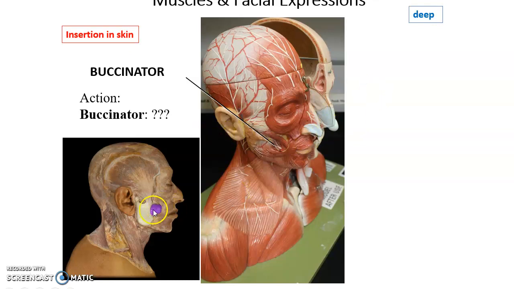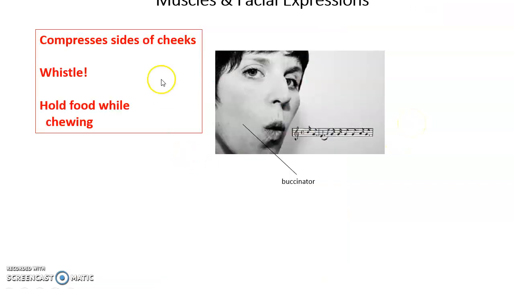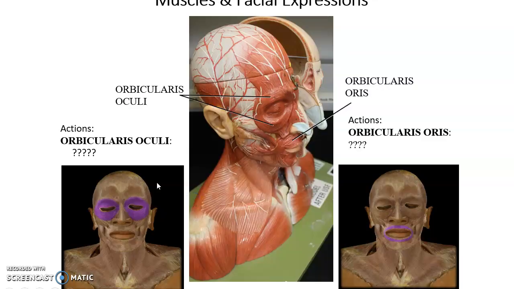Buccinator. Buccinator is a deep muscle on the sides of the cheeks. It inserts actually into skin. And when buccinator contracts, it compresses the sides of the cheeks. Could be useful while chewing, to move food around. Could be useful for whistling.